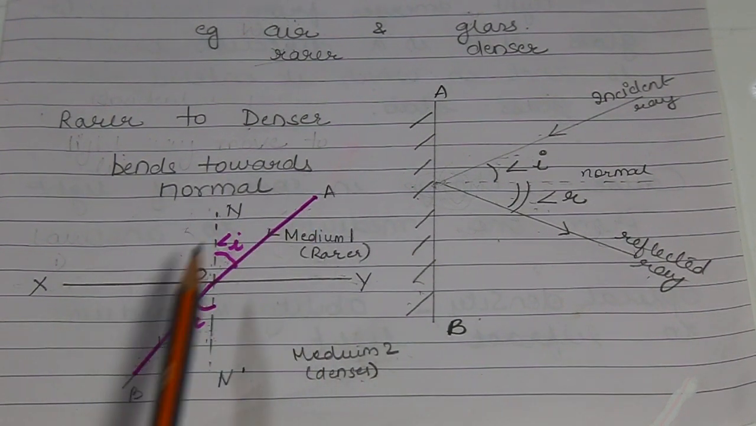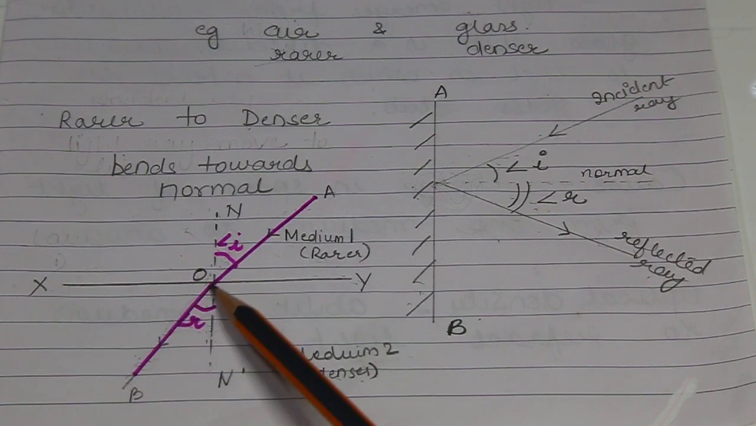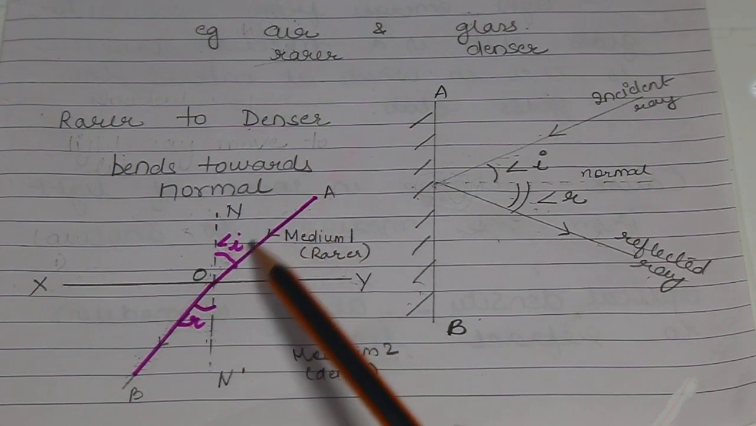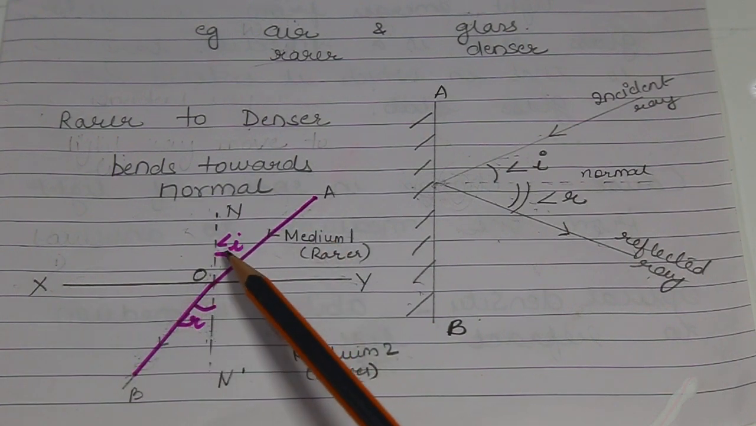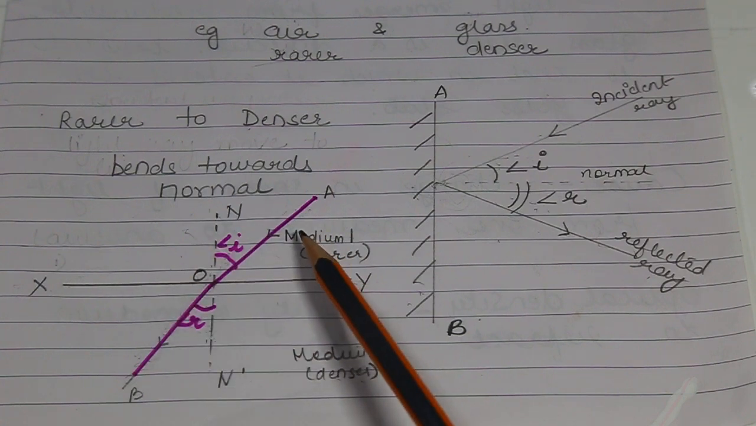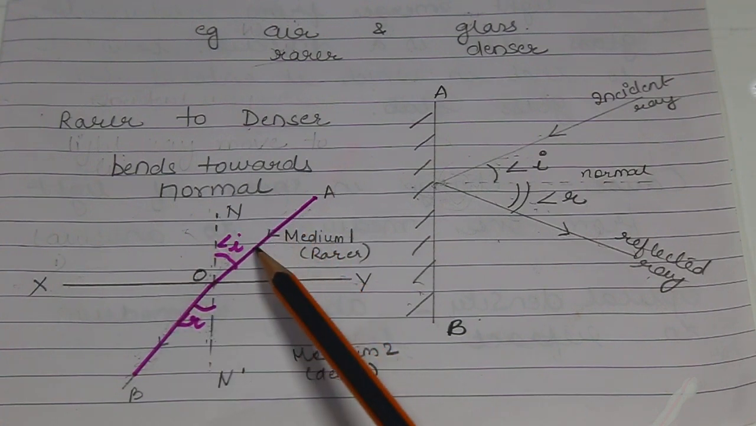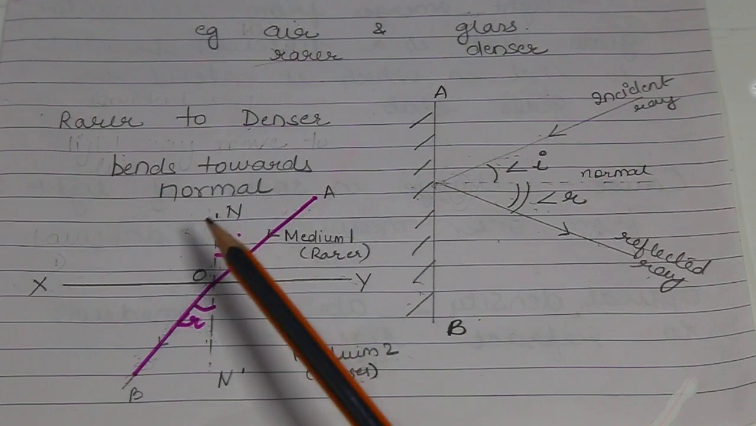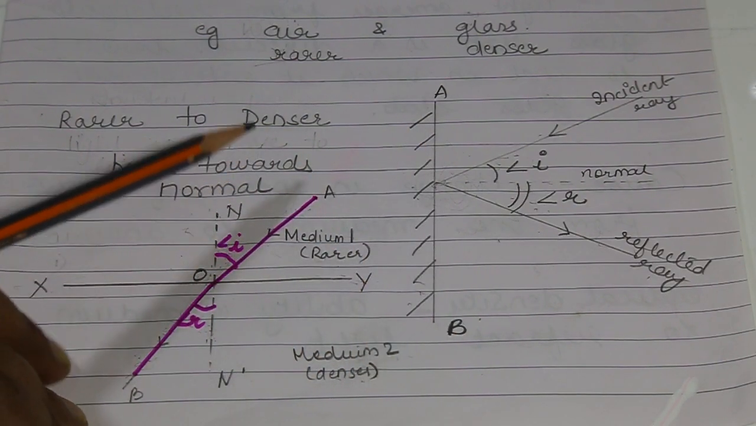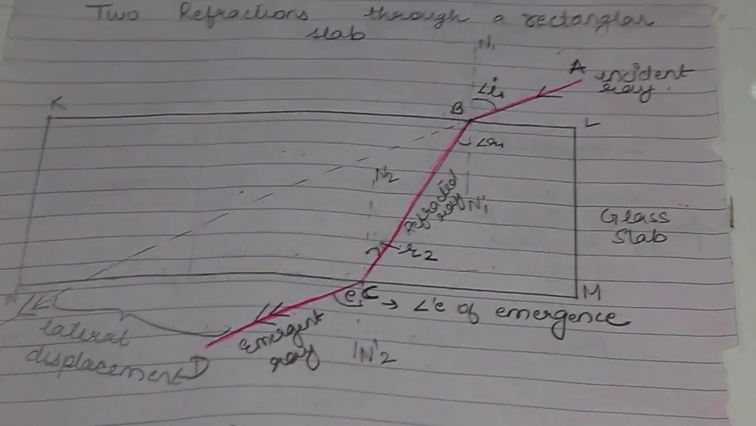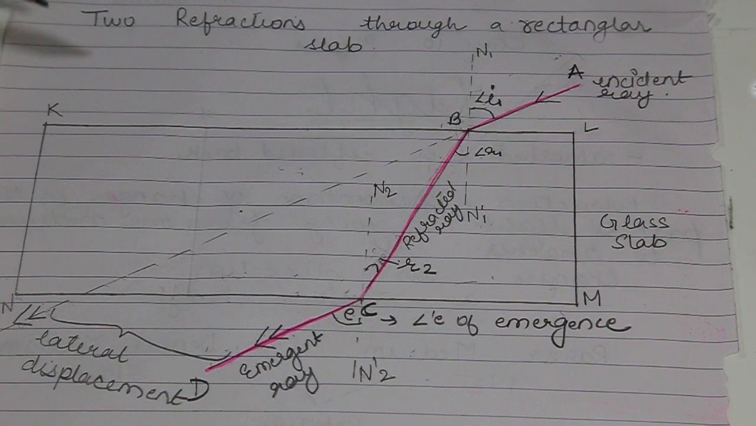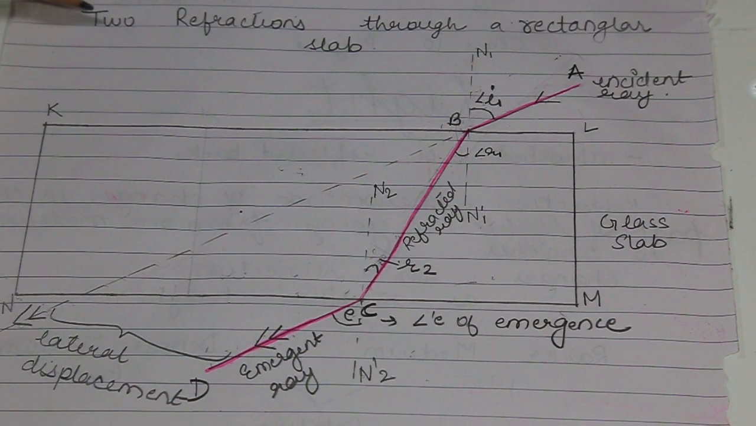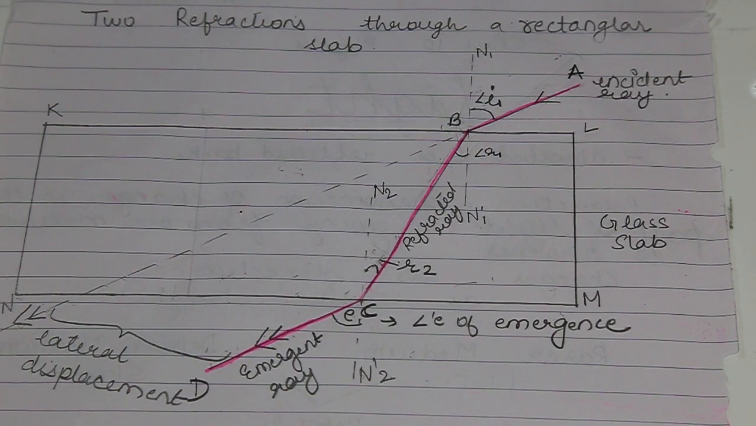On traveling from denser to rarer, the light ray will shift away from the normal, as here. Therefore, in the case of denser to rarer, the angle of incidence will be smaller and the angle of refraction will be bigger. Let us study this with an example of a rectangular slab in which two refractions occur.